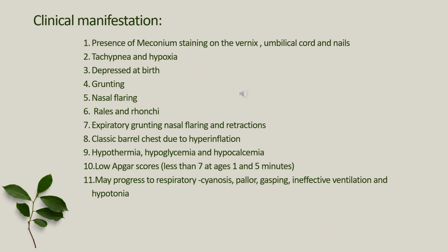Now we are going to see the clinical manifestation of MAS. Presence of meconium staining on the vernix, umbilical cord, and nails of the newborn. Tachypnea and hypoxia will be present. Depressed at birth. Nasal flaring will be present. Rales and rhonchi will be present. Expiratory grunting, nasal flaring, and retractions sometimes will be present. And classic barrel chest due to hyperinflation will be present.